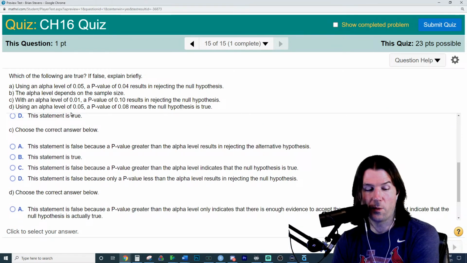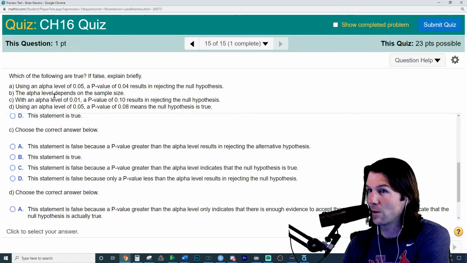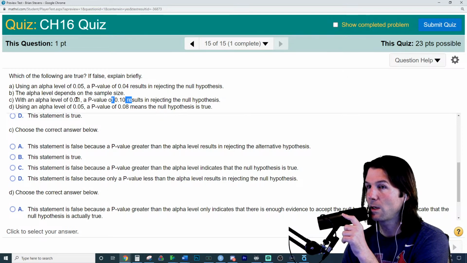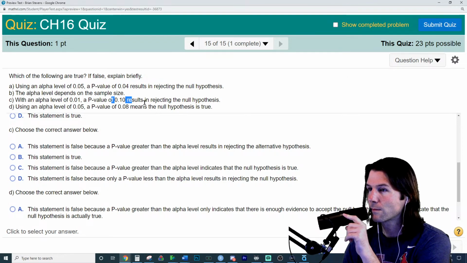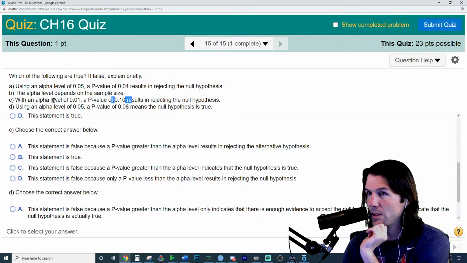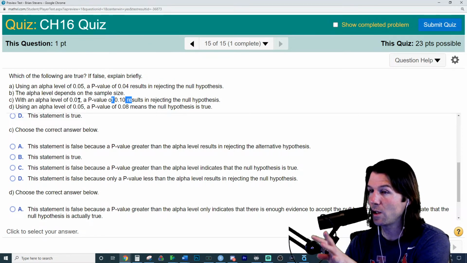So with an alpha of 0.01, a p-value of 0.10 results in rejecting the null. What do you immediately see right here? The p-value is what to alpha? Here's the alpha, here's the p-value, and they're saying we would reject the null. But this p-value is what to alpha? Which doesn't go with our trend with what we should do. So 0.10 is what to alpha? It's greater than alpha. So we would fail to reject.